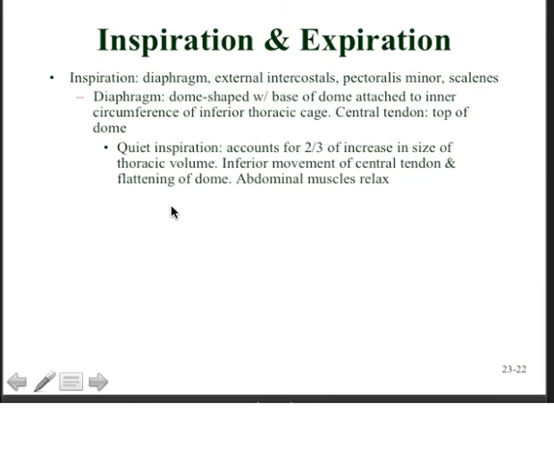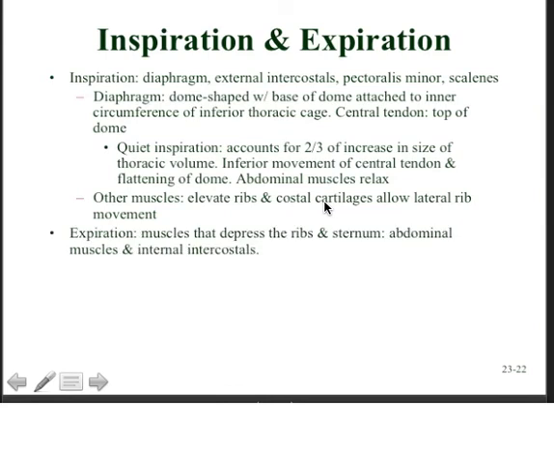Inferior movement of the central tendon and the flattening of the dome causes the abdominal muscles to relax in concert with the flattening of the diaphragm. And what happens now is that it creates a negative pressure around the lungs, and the air will go from an area of high to low pressure, and that's the ventilation. Other muscles will elevate the ribs and the costal cartilages and allow the lateral ribs to move.